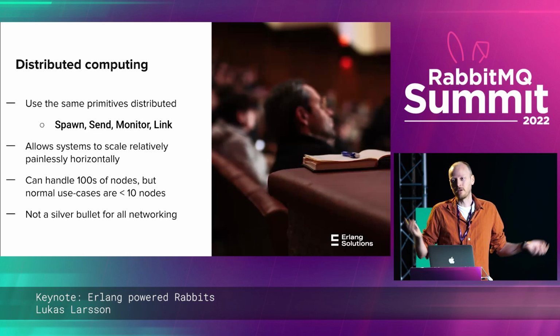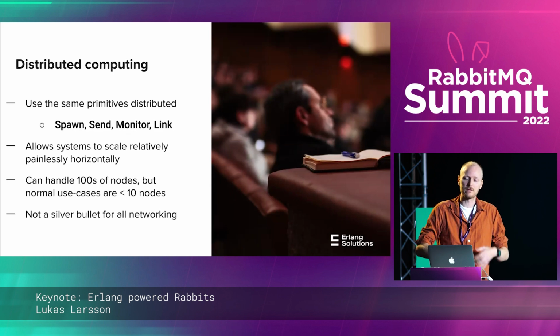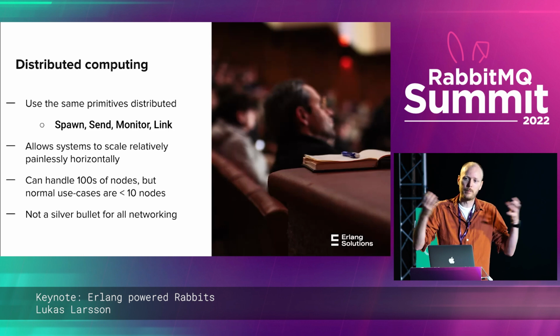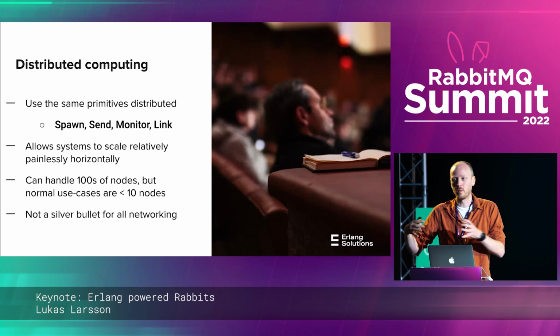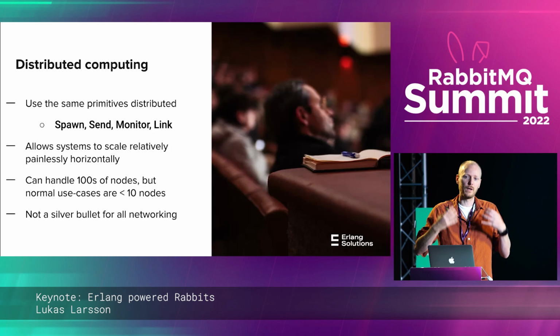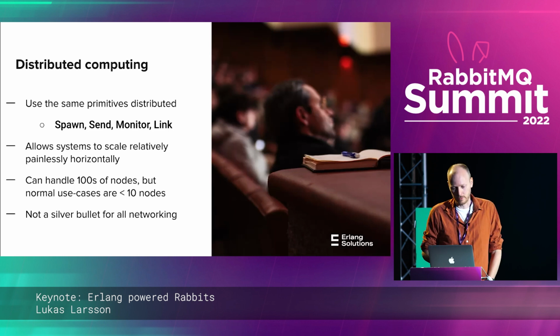Distribution is not a silver bullet for networking. It has its limits. It's an easy use case to get started. It works in a small scale. When you get into big systems, complicated solutions, most people go away from using the distribution, but it works really well until a certain point, I would say.